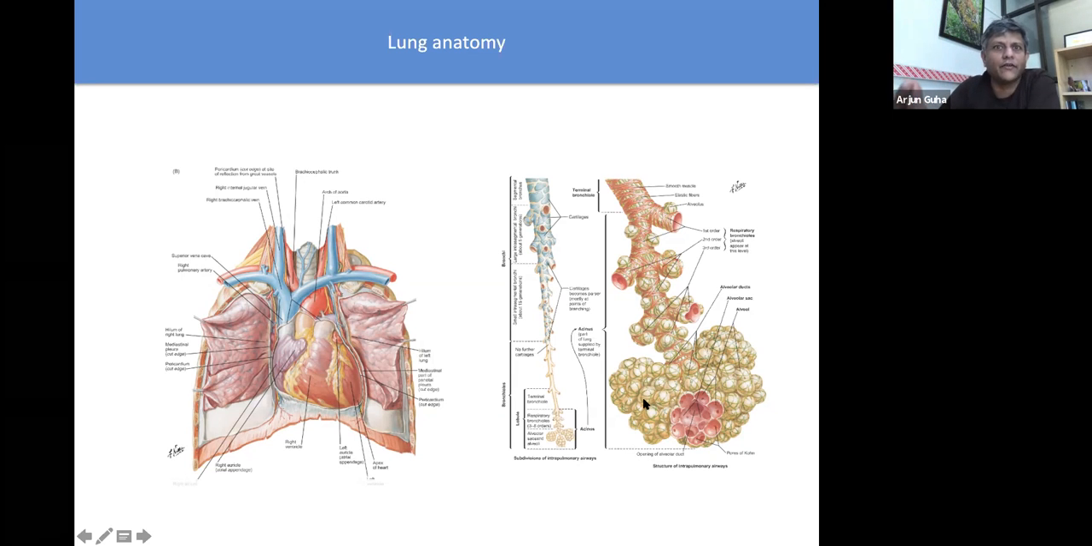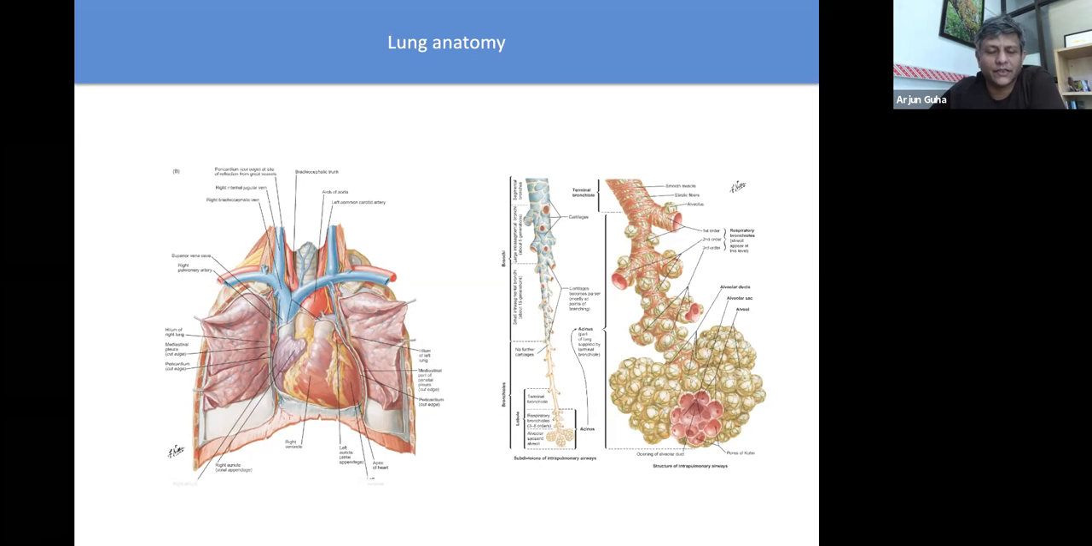These alveoli are very richly supplied with blood vessels. In fact, the interface of the alveolar epithelium and the capillaries that supply the alveolar epithelium is about 200 nanometers in thickness. So it's a very, very narrow interface, a very thin interface across which gas exchange effectively occurs.